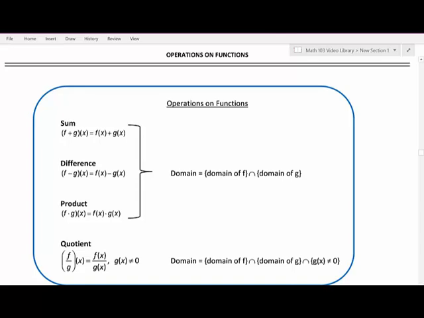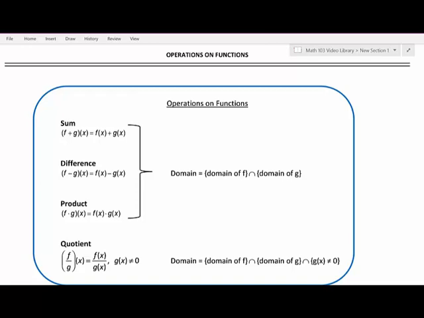This video discusses operations on functions. The operations that we're going to be performing on functions are our four basic operations: add, subtract, multiply, divide. Starting with the sum function, f plus g of x is equal to f of x plus g of x.